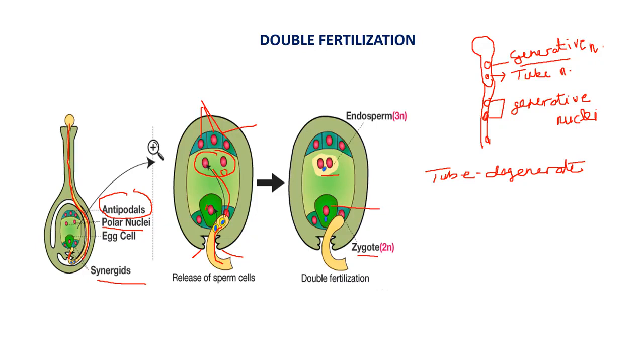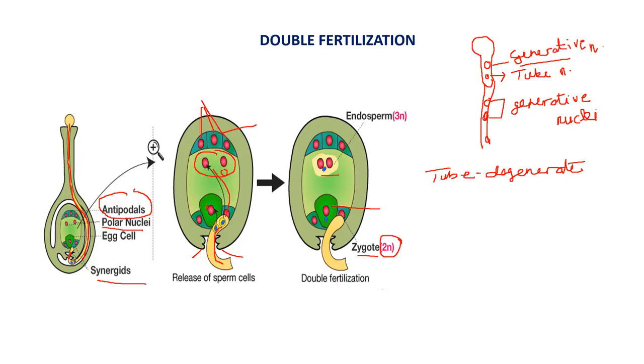And this zygote has a diploid number of chromosomes. Diploid means double the number of chromosomes. N is haploid, 2n is diploid, right? So it has a diploid number of chromosomes, and a zygote is formed because of the fusion of the generative nucleus and the egg cell. Now what is formed over here?